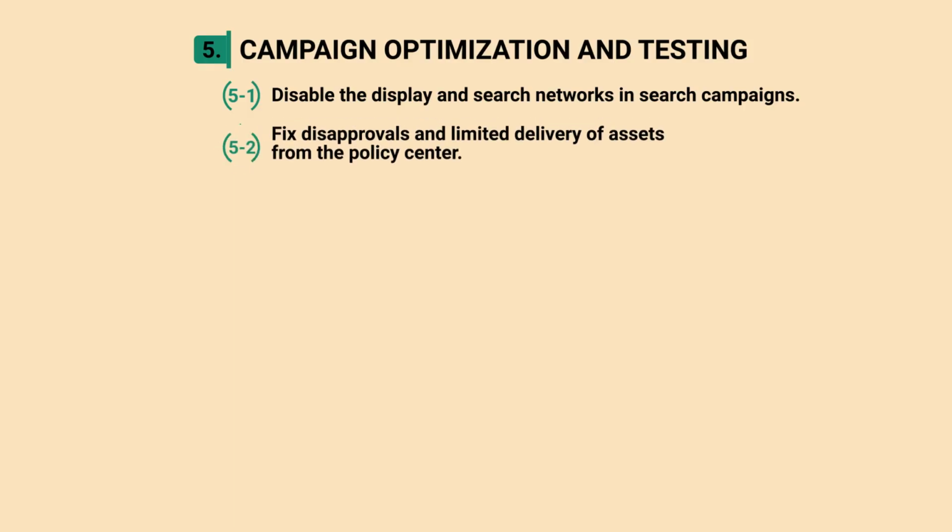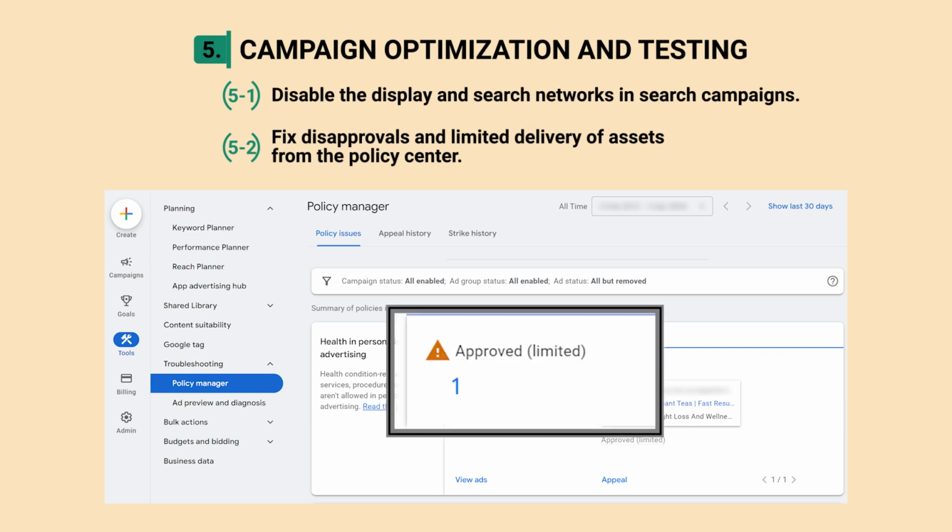Fix disapprovals and limited delivery of assets from the policy center. By getting more things approved, you may help increase impressions. By cleaning up the policy center, you at least keep your account clean.